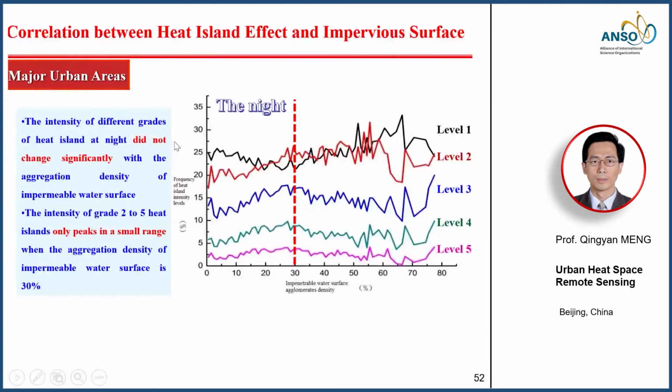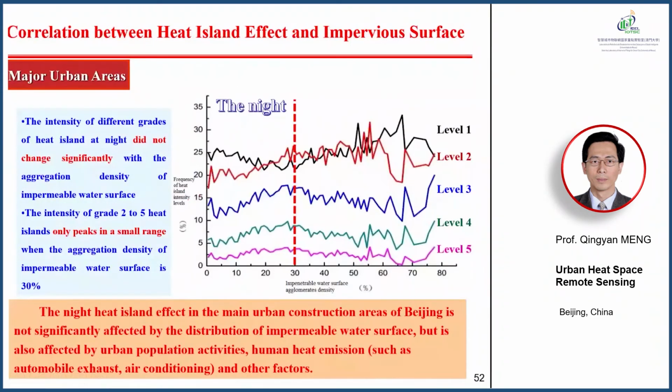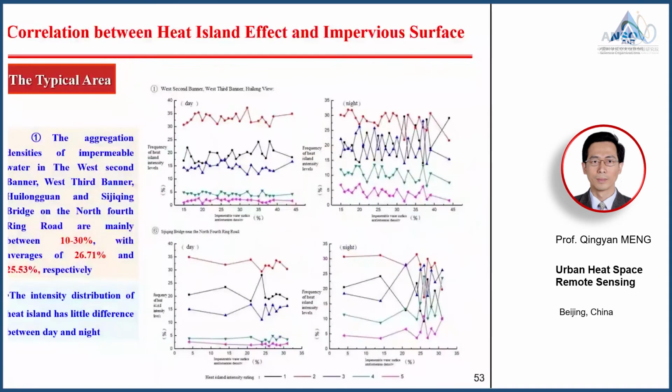Okay. Also, this is the night, the different levels, and there are some laws. We can find some interesting things. The intensity of the different degrees of the heat island at night didn't change significantly with the coherent density of the impervious surface. That's to say, the night heat island in the main urban built-up area of Beijing isn't significantly affected by the distribution of the impervious surface, but is affected by the urban population and so on.